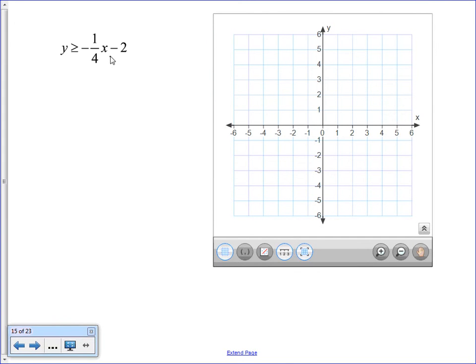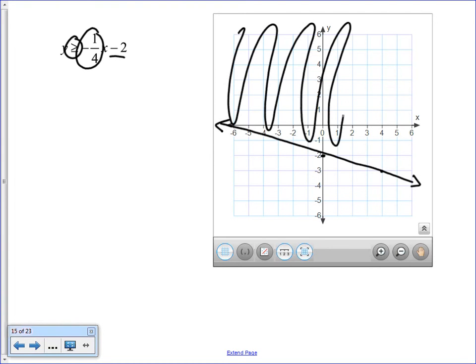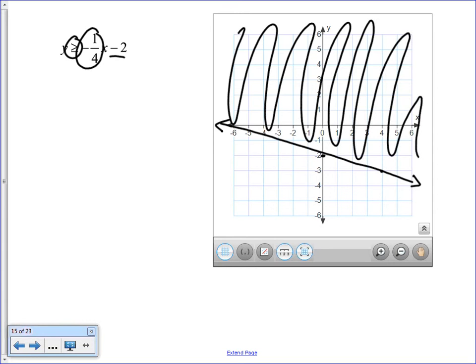So the next one here, we're going to start at -2 for a y-intercept. A slope of -1/4, so that means we're going to go down 1 and over 4 to right here. And I have greater than or equal to, so that means I'm going to make a solid line. And I'm going to shade above since it's greater than. If it's greater than, you can think it's taller or bigger or higher up.